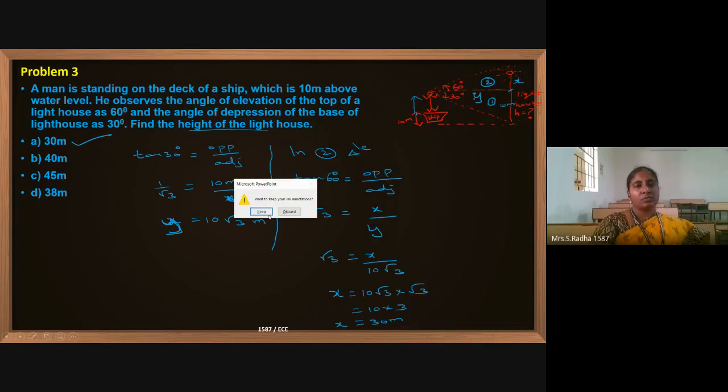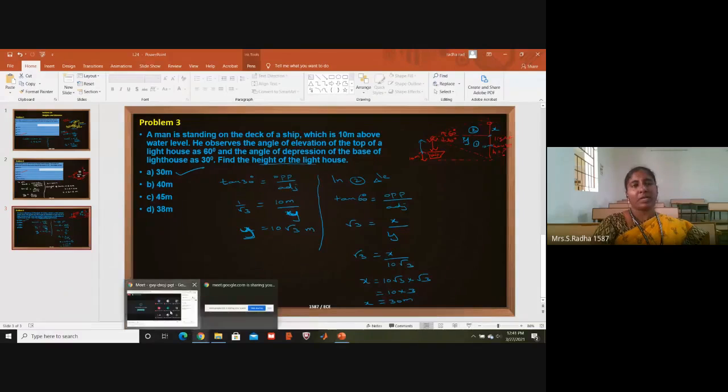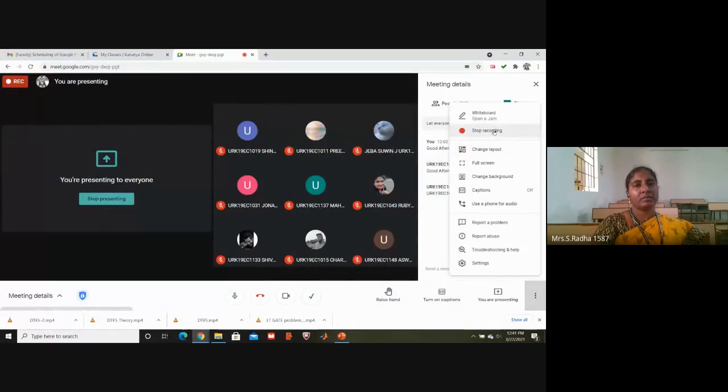So this is how we have to proceed. We have to go with the diagram. We have to draw a diagram for everything, and then by analyzing it we will get the answer.